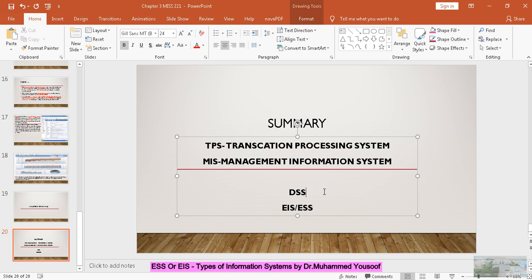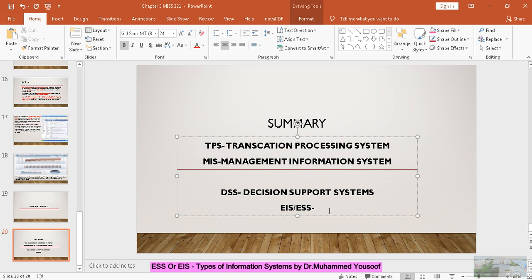The next one is the decision support system. It is used by middle managers. It is going to help the middle managers and the senior managers make decisions based on comparative data from other organizations and from your own organization. It will produce graphical format reports so that you will be able to analyze the data in a better way, and you can make good decisions.